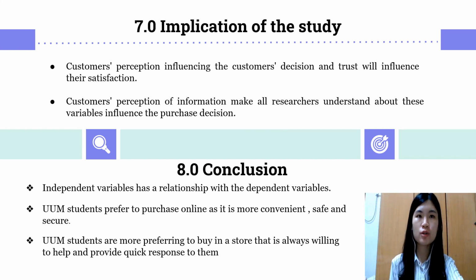In terms of perceived usefulness, UM students prefer to purchase online because it is more convenient, while design credibility refers to UM students preferring to buy from online stores that provide a beautiful and smooth website design. For trust, they prefer to buy from safe and secure online stores, while responsiveness refers to UM students preferring to buy from a store that is always willing to help and provide quick responses. Therefore, all of these variables need to be taken into consideration by all businesses to attract customer perception and enhance their online purchase decisions.